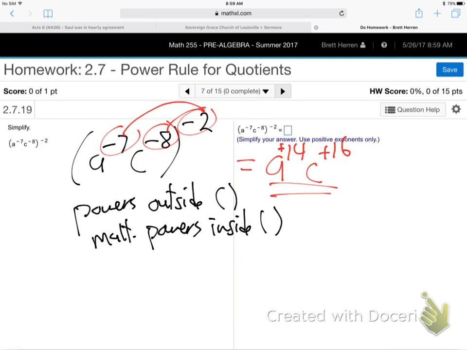Everybody's happy now. The powers are positive, they're happy. And why can't I add the four? They're side by side. Why can't I add them? Different bases. If they were both A or both C, I would add them. But if they're different, you just leave them.